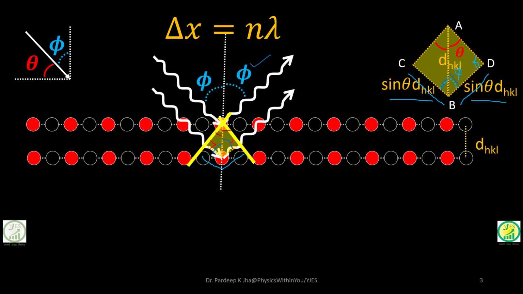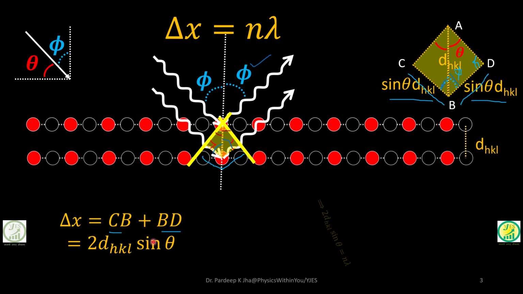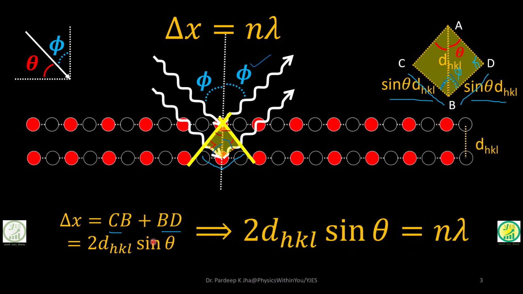So what should the path difference be? Twice of this value, because these are the same. So the path difference will be CD plus BD equal to 2d sin theta. So we have the path difference of n lambda for constructive diffraction, and the path difference we achieve here is 2d_hkl sin theta. So this should be equal to get the constructive diffraction, and that's your Bragg's law.